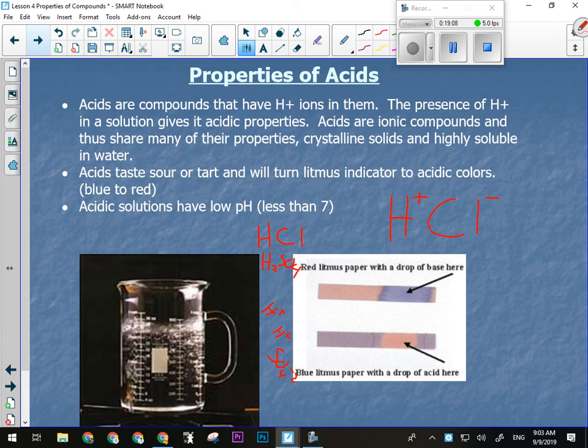Where do we find hydrogen chloride? In your stomach. That's stomach acid. Your body can actually make and secrete this stuff into your stomach. Anybody know someone with an ulcer? An ulcer means that your stomach acids are actually eating your stomach.